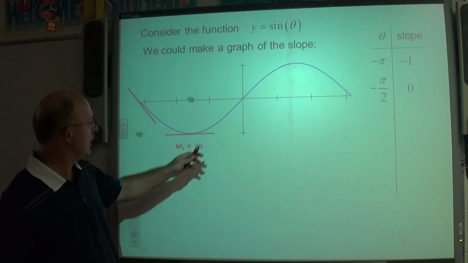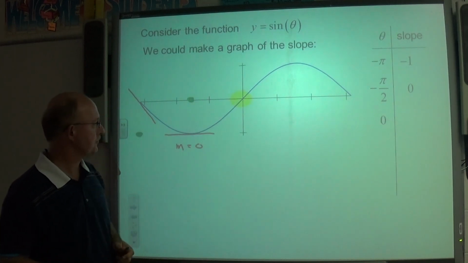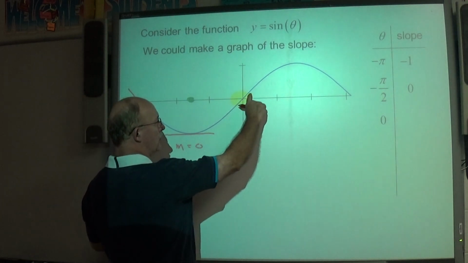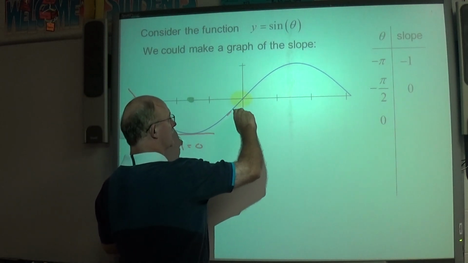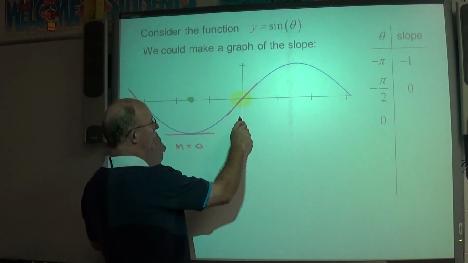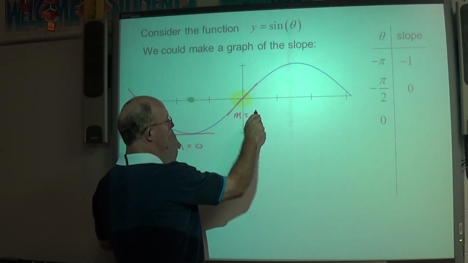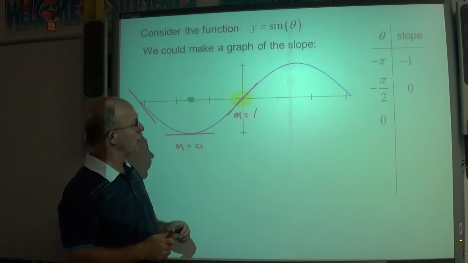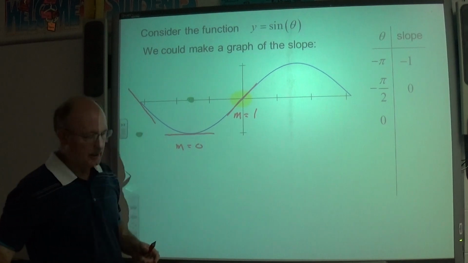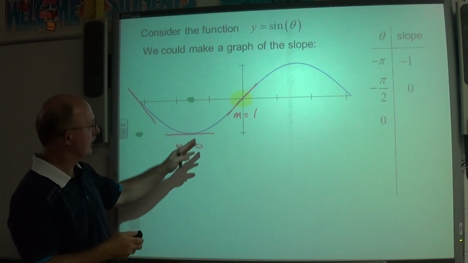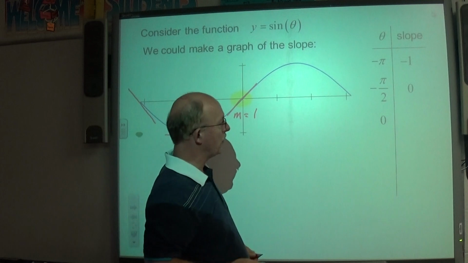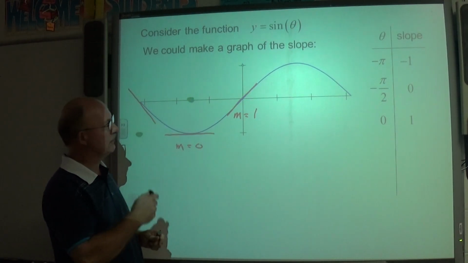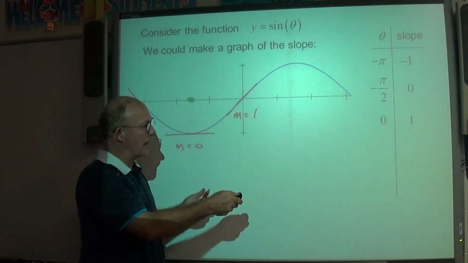Now, let's try next right here at 0. Here's 0, 0. If you were to draw a tangent line to the curve, it'd be like so. The slope here would be equal to positive 1. And now that would be at 0, so our next ordered pair would be 0, 1.